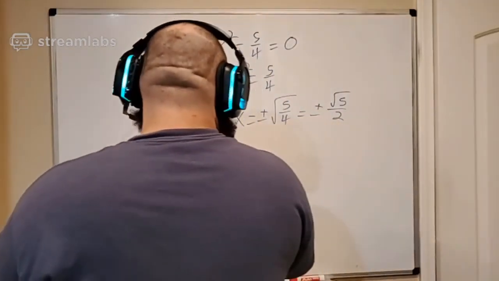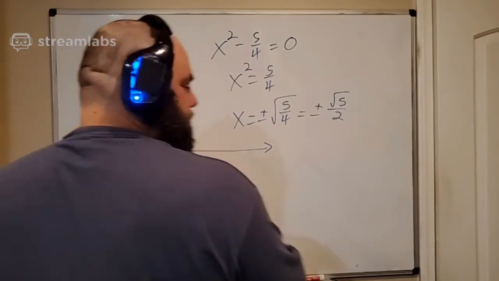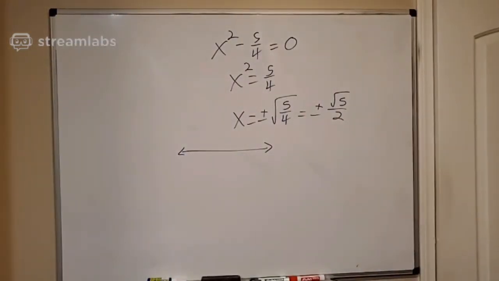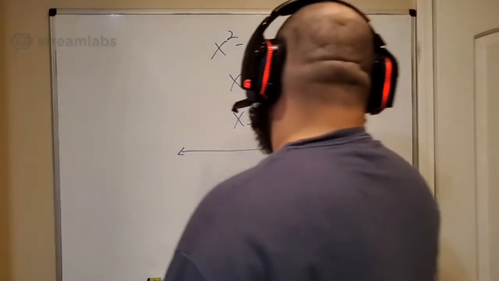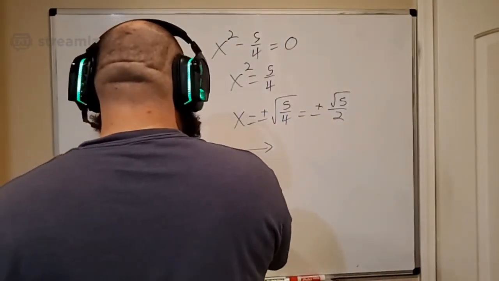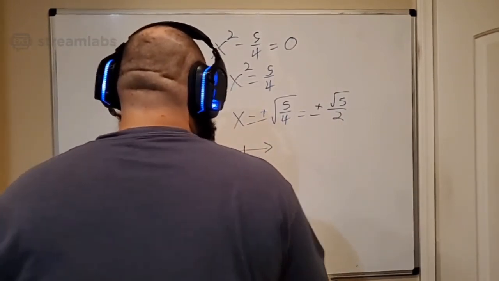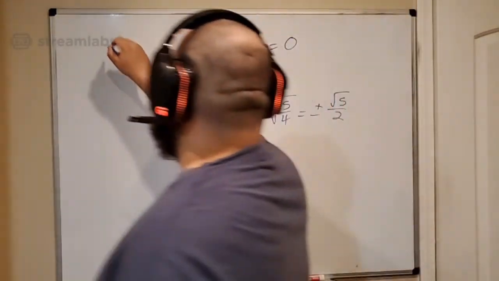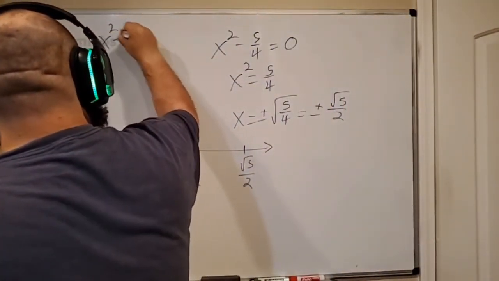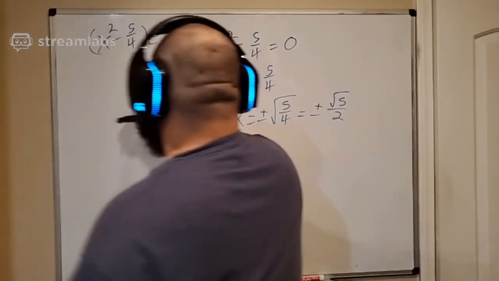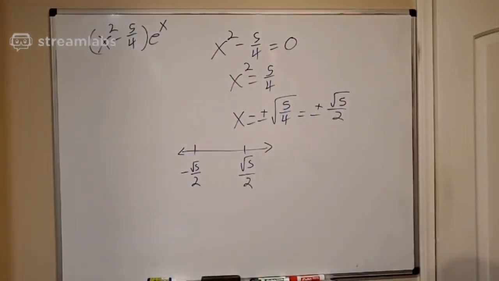Do I have any kind of restrictions on the domain in this question anywhere? -3 to 3. That's just for G. Okay, so no, I don't have to put anything on there. So you have negative square root of 5 over 2, and then square root of 5 over 2. So you're plugging in values into your original at that point to see if it's positive or negative. And again, this is where it's really helpful. What do I know about e to the x? Positive. It's always positive, so I don't even need to consider it. I only need to look at the inside.